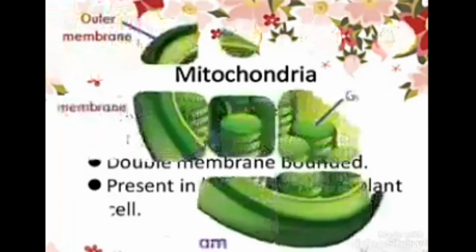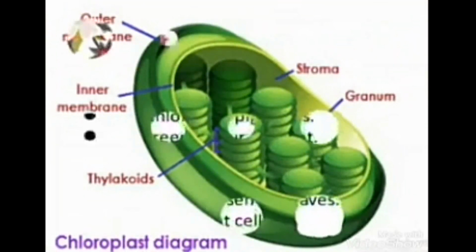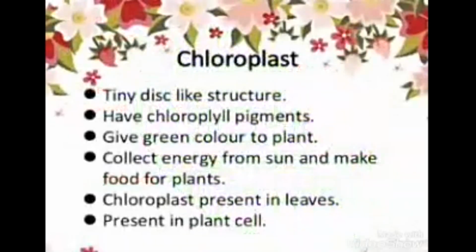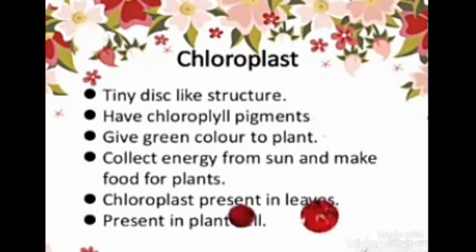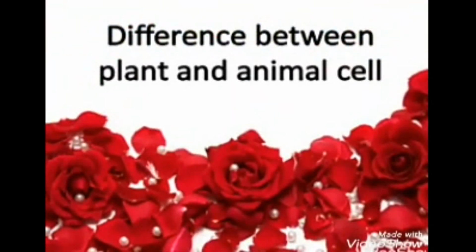Here next is the picture of a chloroplast. Chloroplast is a tiny disc-like structure having a chlorophyll pigment inside it. They are only present in plant cells and give green color to plants. They gather the energy from the sun and it is used to make food. Leaves are called food factories of plants because they have chloroplasts inside them.